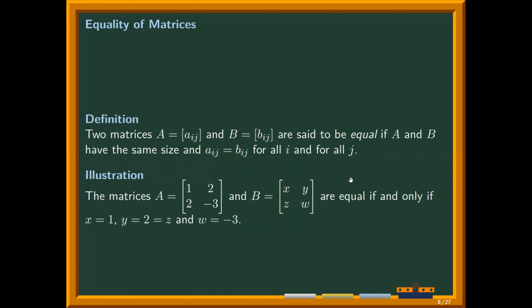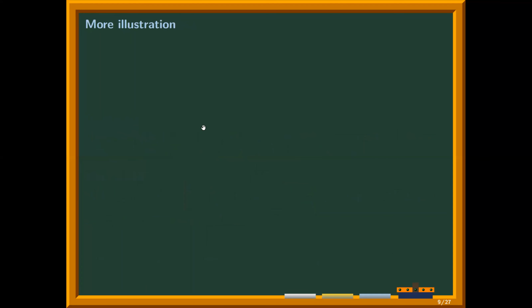Using the notion of matrix equality, systems of linear equations can be translated into the language of matrices. For instance, this system, as shown, translates into this matrix equality.